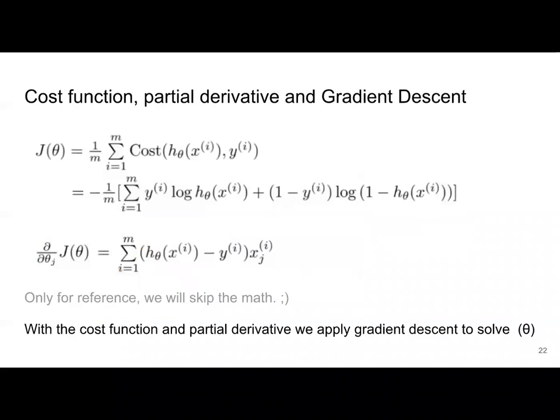Cost function and the gradient descent to do the partial derivative. We'll skip this one. But what we need to know is that with this cost function, which reflects how bad our estimation is, by minimizing this cost function, we'll eventually be able to learn the theta.